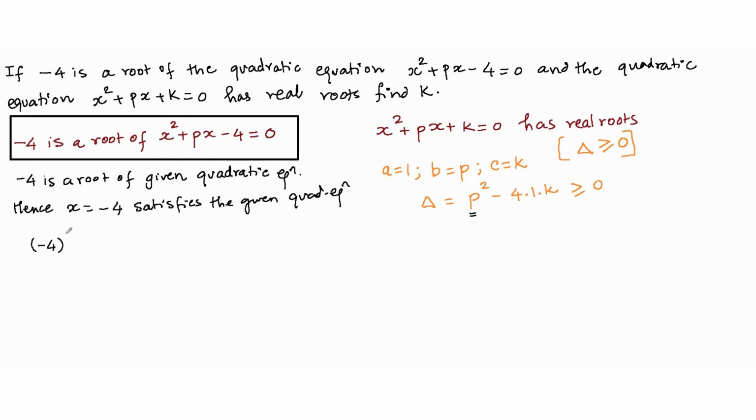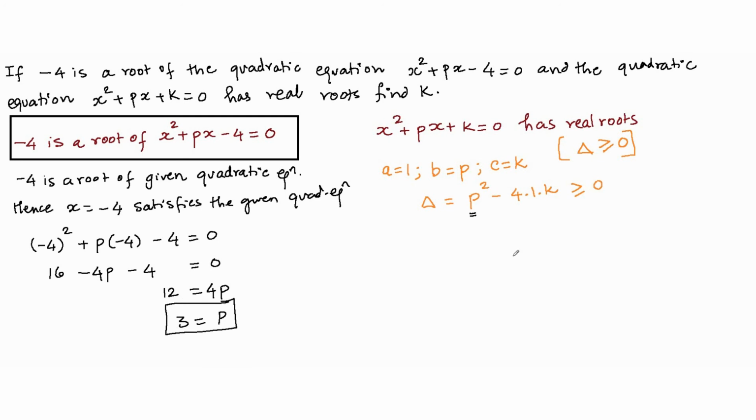So minus 4 the whole square plus p into minus 4 is equal to 0. So 16 minus 4p minus 4 is equal to 0, which means 12 equals 4p, and therefore p is equal to 3, right? The value of p is 3. And now I can find the discriminant. I know that the value of p is 3.